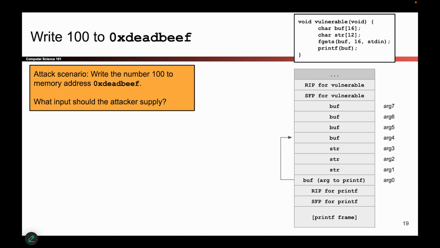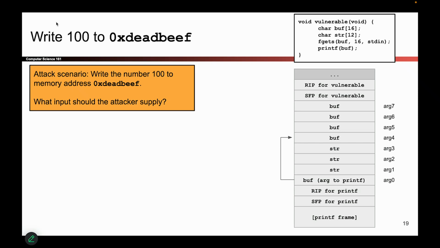So here's our goal. We're going to do something a little bit more complicated than printing out secret values. I actually have a very targeted goal. Specifically, I want to write a target number, which I've chosen to be 100, to a target address, which I've chosen to be dead beef. That's what I chose. You could choose something else.